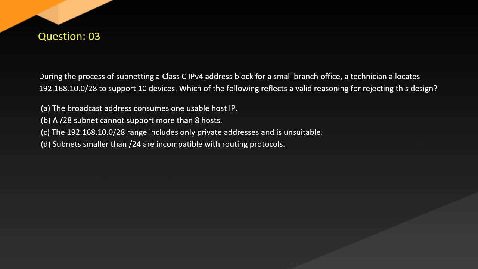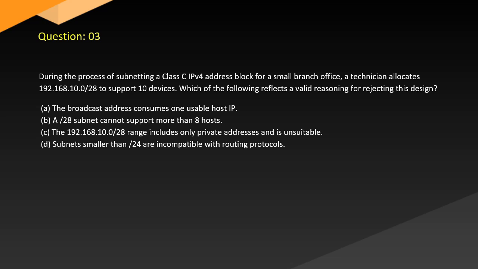Question 3. During the process of subnetting a Class C IP address block for a small branch office, a technician allocates 192.168.1.0/28 to support 10 devices. Which of the following reflects a valid reasoning for rejecting this design? A. The broadcast address consumes one usable host IP. B. A /28 subnet cannot support more than 8 hosts.